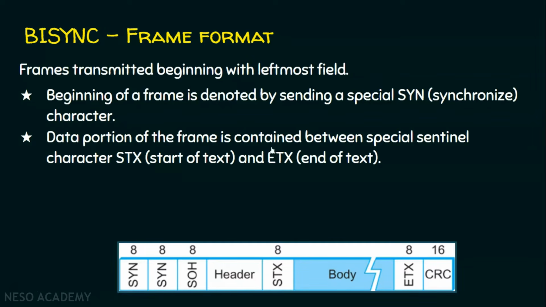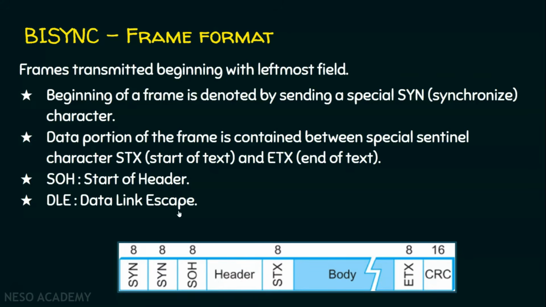Now let's focus on the body field. The data portion of the frame is contained between special sentinel characters STX, that is start of text, and ETX, which is end of text. So these are the guarding kind of characters. This data part is guarded by 2 fields, that is the start of the text and the end of the text. The start of the text is of 8 bits and the end of the text is also of 8 bits. Then let's talk about this field, which is start of the header. It is of 8 bits. Then it is followed by the header field, and we have a special thing called data link escape. Let's focus on this DLE character, that is data link escape character, in the next slide. And finally, we have the CRC. It is cyclic redundancy check, which is mainly for error detection.